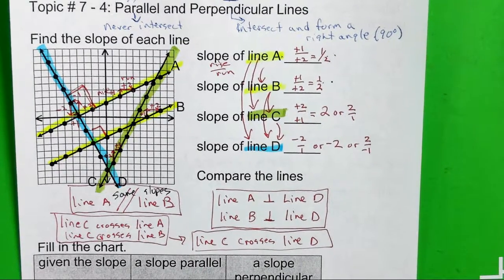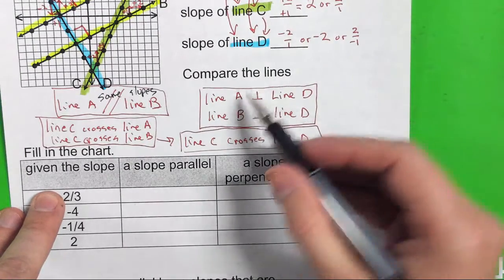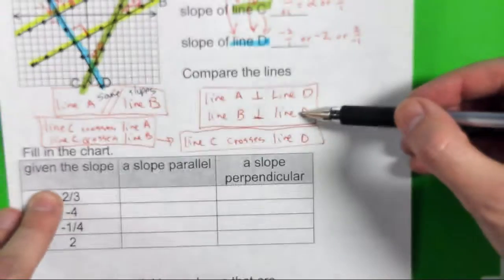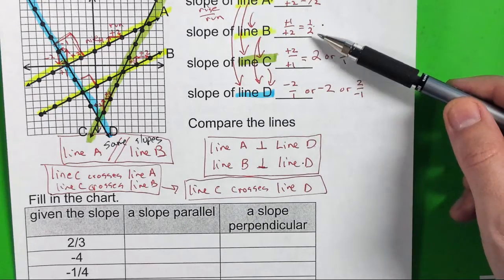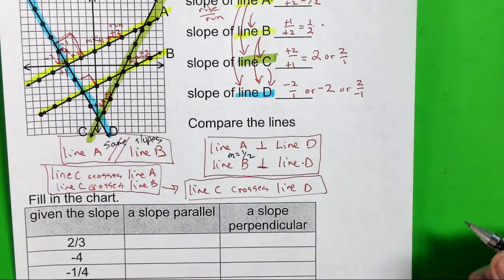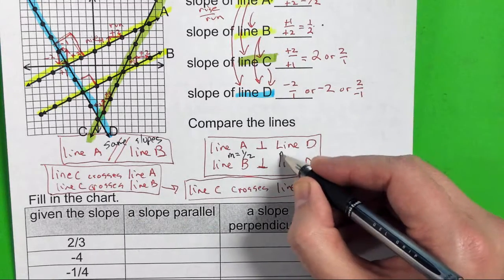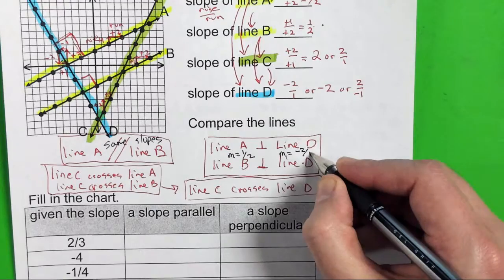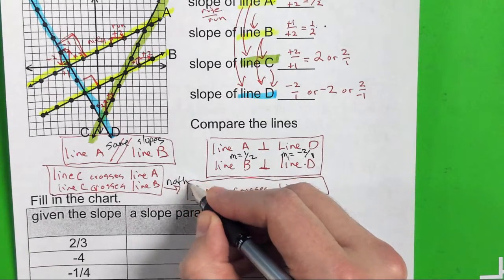Okay? Let's look at A and D or B and D. So I'll just put it down here a little bit. Let's look at B slope. It's a half, right? Heather, what's the slope of D? Negative 2 over 1. What's going on there? These other ones, there's nothing special with the slope.